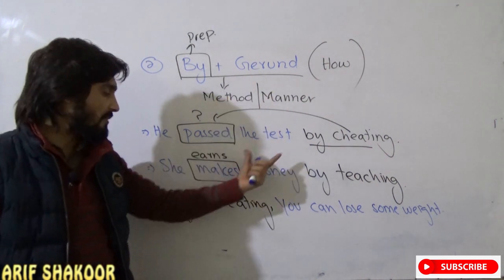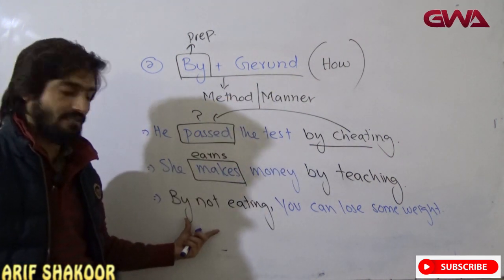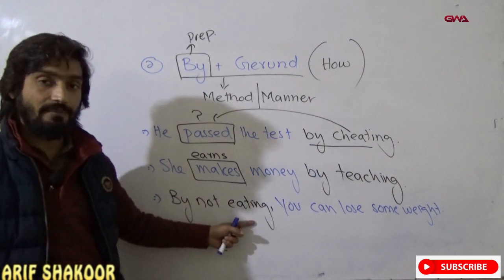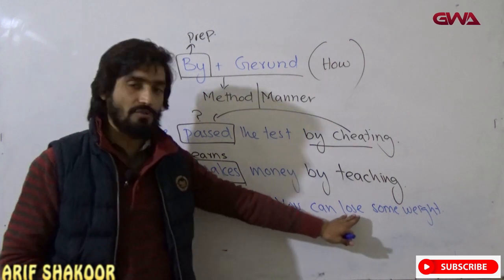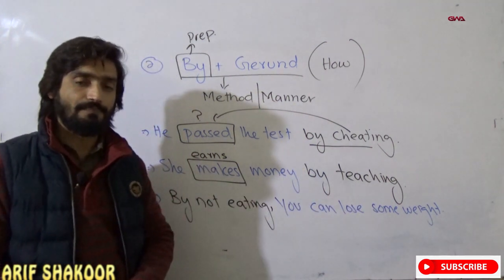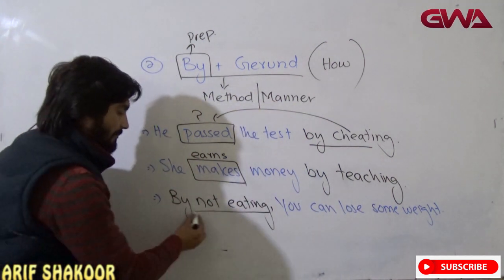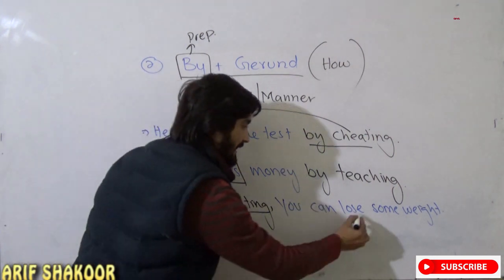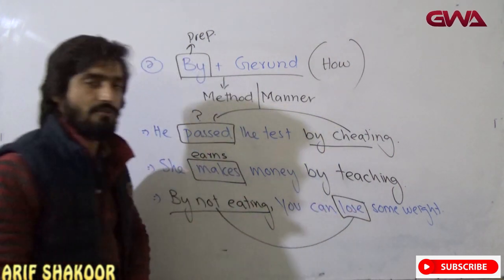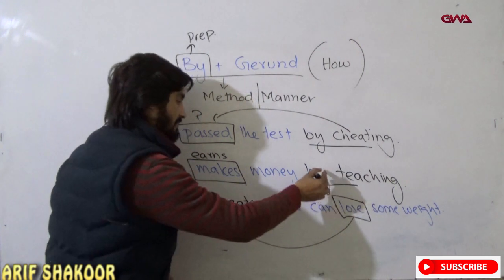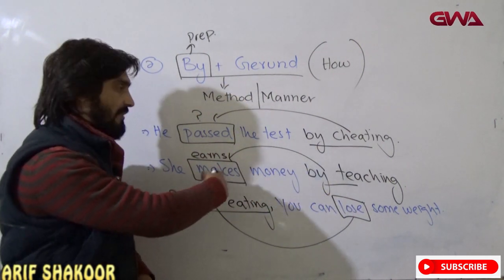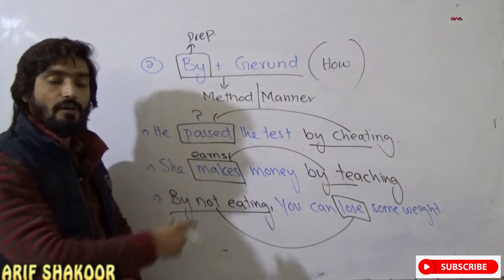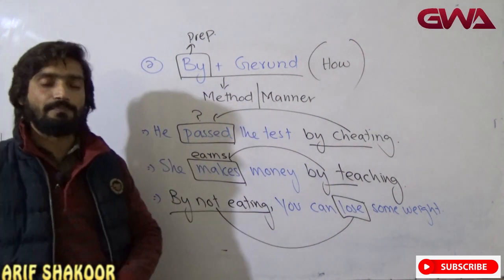We can use by plus gerund at the beginning of a sentence. By not eating, it means that if you don't eat, you can lose some weight. So here, by not eating, this action can be performed. By teaching, this action is performed. This is the method of making money. Cheating is the method of passing the test.